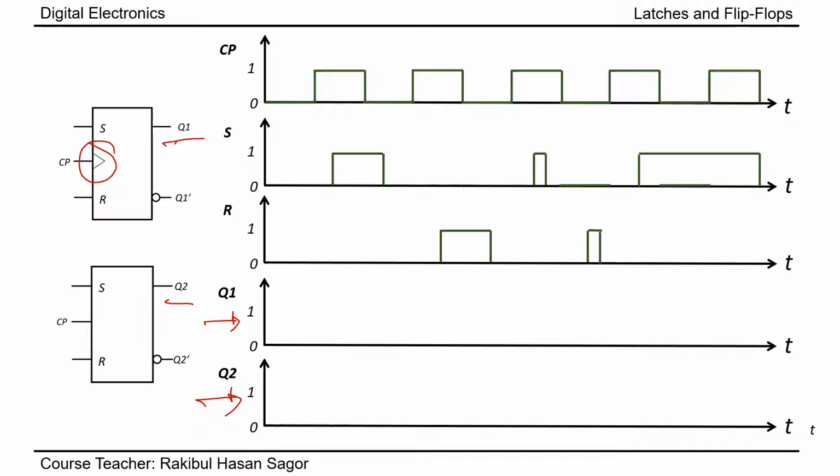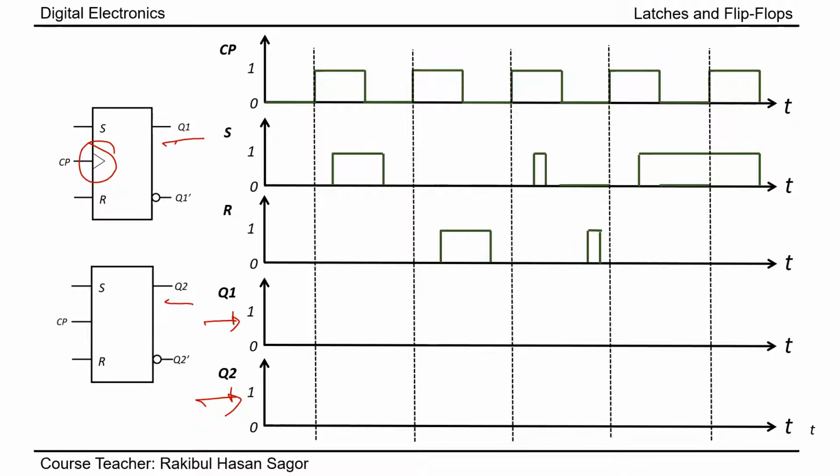As the first one is an edge triggered flip-flop, for the clock pulse, it's a positive edge triggered flip-flop because there is no bubble. So let's draw the line for positive edge triggering. We see we have a positive edge here, positive edge here, positive edge here. That means positive edge transition occurs here. So whenever the clock pulse goes from 0 to 1, during this transition period, it will check the value of S and R, and the output will be changed accordingly.